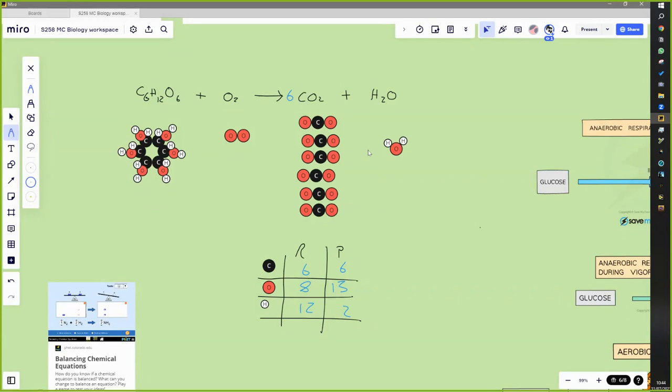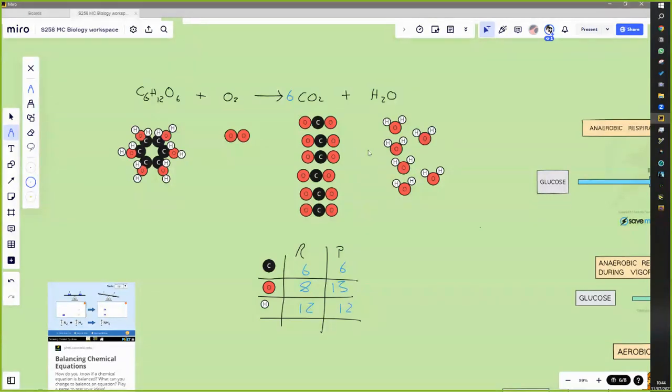So on the left we've got 12 hydrogens, we've only got 2 on the right. So what are we going to do? We're going to multiply this by 6 as well. So that's 3, and then we're going to just double all that. Okay, so we've now got 12 hydrogens. So the carbons are balanced, the hydrogens are balanced.